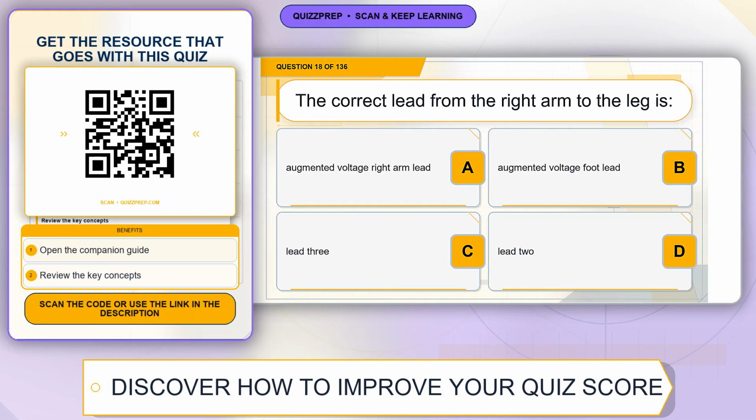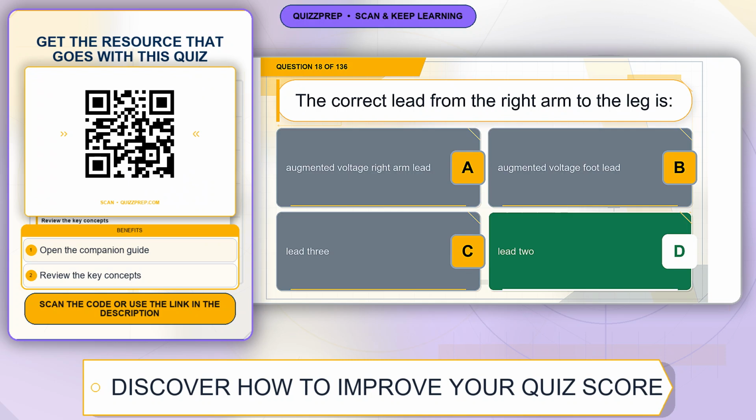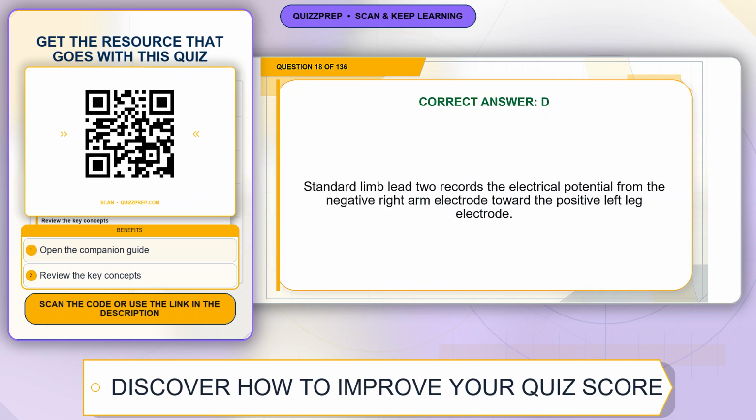Question 18. The correct lead from the right arm to the leg is option A, augmented voltage right arm lead. Option B, augmented voltage foot lead. Option C, lead 3. Option D, lead 2. The correct answer is option D, lead 2. Explanation. Standard limb lead 2 records the electrical potential from the negative right arm electrode toward the positive left leg electrode.